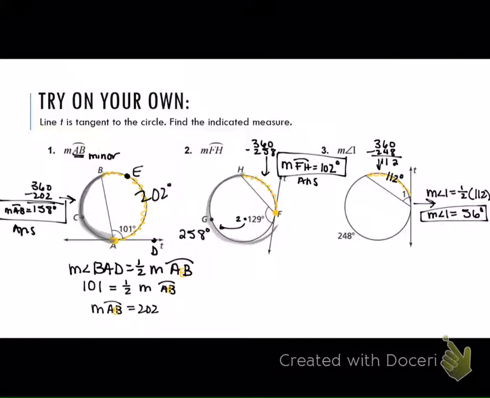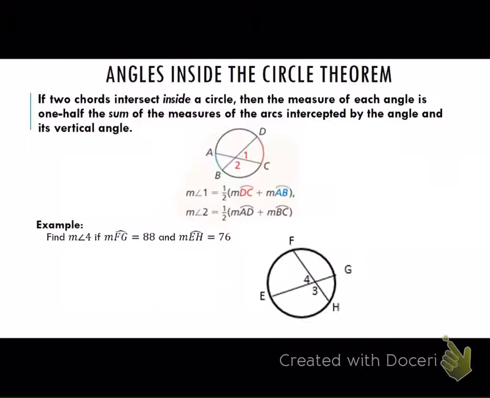So now we're going to talk about what happens if an X is created inside of the circle, also known as vertical angles. If 2 chords intersect inside a circle, then the measure of each angle is 1/2 the sum of the measures of the arcs intercepted by the angle and its vertical angle. So there's a lot going on here, isn't there? You have to memorize all this stuff, guys. It's a lot, isn't it?